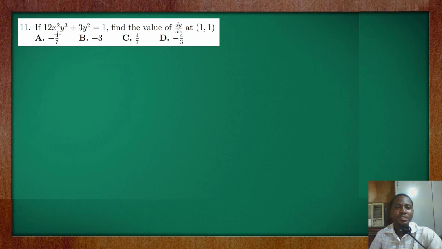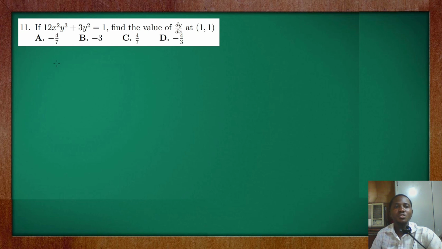Alright, in this question it said if 12x squared y cubed plus 3y squared is equal to 1, find the value of dy/dx at (1, 1). Alright, so here we can use our implicit. This is an implicit function, so we can use our implicit differentiation.